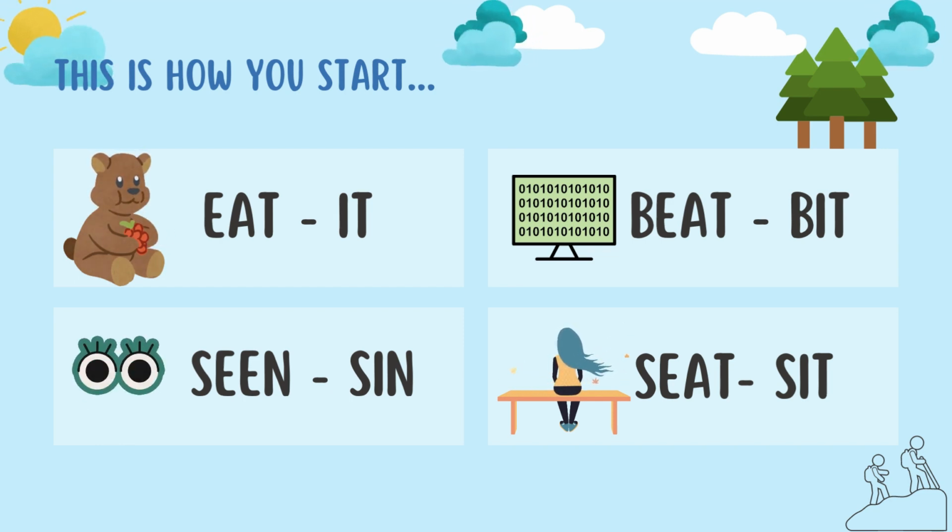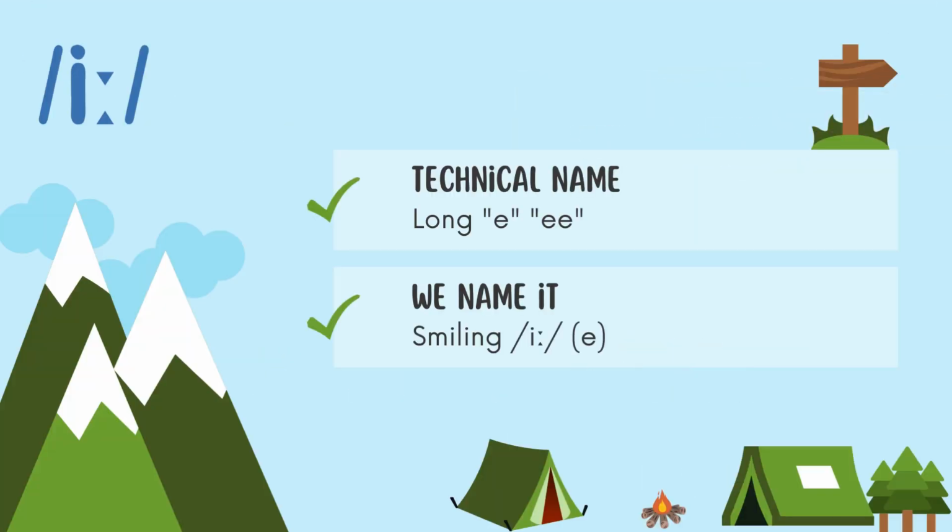Okay, maybe you pronounced the same sound or tried to do it differently, but didn't know how to do it. Don't worry, let's start easy. We will start with this sound, E. The technical name is long E or E sound.